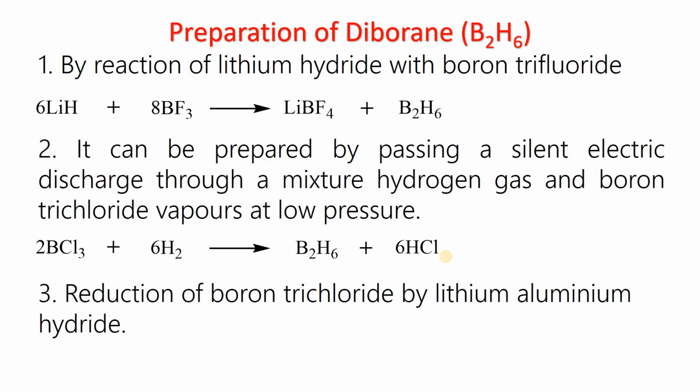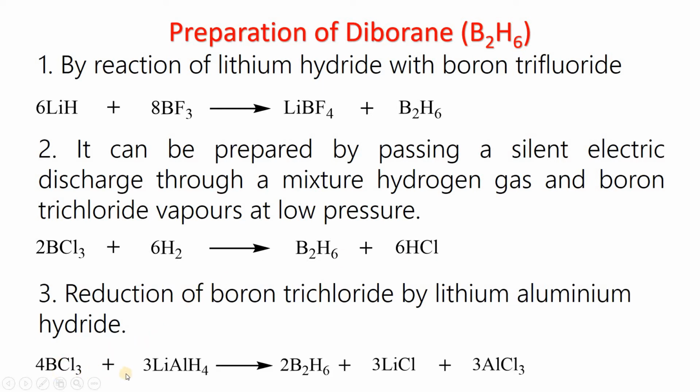Third method, reduction of boron trichloride by lithium aluminium hydride. Lithium aluminium hydride is a reducing agent. It reduces the boron trichloride into diborane. Boron trichloride, when mixed with lithium aluminium hydride, which is a reducing agent, produces diborane plus lithium chloride and aluminium trichloride.